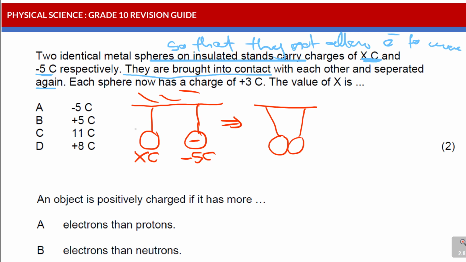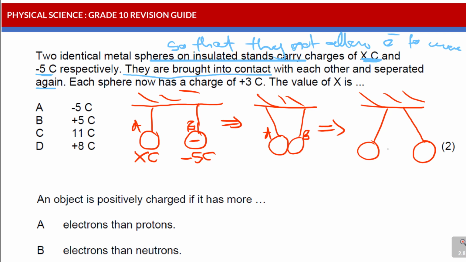Remember, if this was my A and my B, this is your A and your B, and then after some time, what happens? They are separated, and when they are separated, they will share charges, and then there will be similar charges, and they are telling us that each sphere now has what? Positive is positive, and this is +3 coulombs, and this is +3 coulombs. It's always the same. It's either they will be both negative or both positive after charging. Depends on which one was having the excess charge.